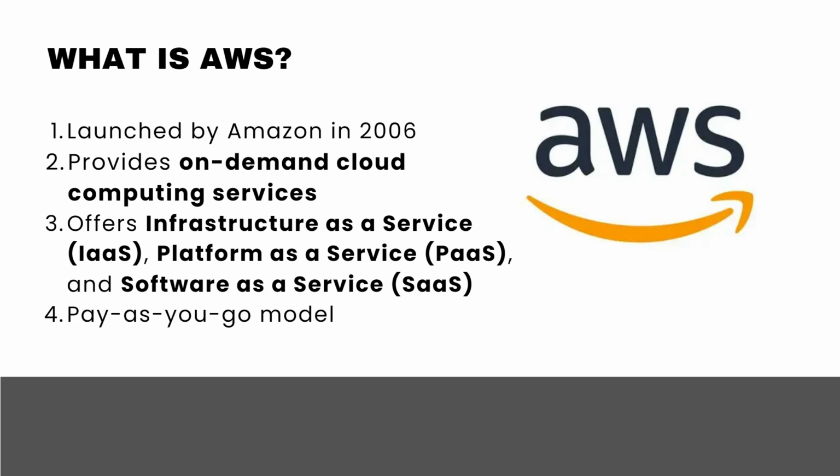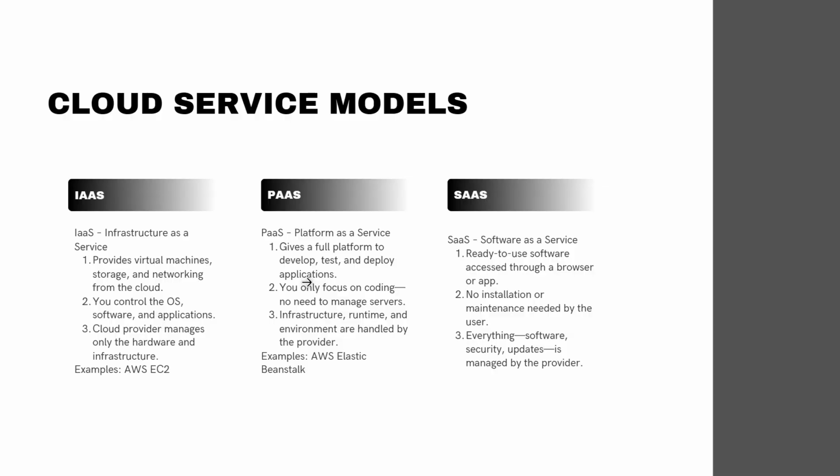It provides on-demand access to cloud computing services like servers, storage, and databases over the internet. Basically, instead of buying physical hardware, companies can rent everything they need from AWS. It offers three main service models: infrastructure as a service, platform as a service, and software as a service. Let's see about it.